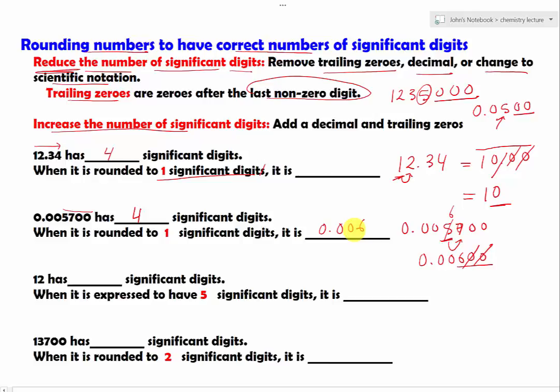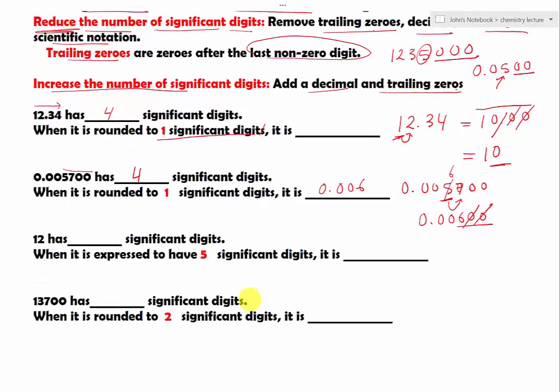Let's look at the other case where you want to increase the number of significant digits. And what can you do? You will add a decimal and trailing zeros. There are 2 ways to spell zero, like this or like that. That's fine. All right. So here we have 12. How many significant digits does it have? 1, 2. Okay. When it is expressed to have 5 significant digits, what is it considered?